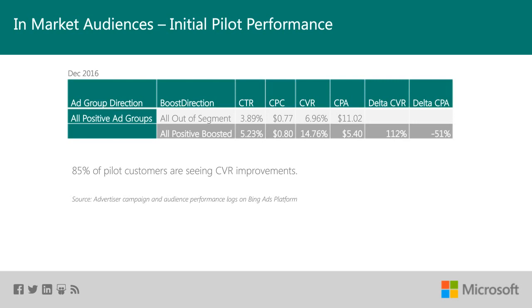So just a quick snapshot on the performance of the pilot. We're seeing that when you compare, for those advertisers that did a positive boost for various categories that their campaigns are aligned with, the positive boosted segment versus the non-targeted segment, the impressions that were out of segment versus the impressions that we predicted were in segment, in market for the category, we saw that the conversion rate was higher by 112%, and the CPA, or the cost per acquisition, was lower by 50%. So very strong indicators that the users we're identifying in these segments are more likely to convert and help the advertiser.